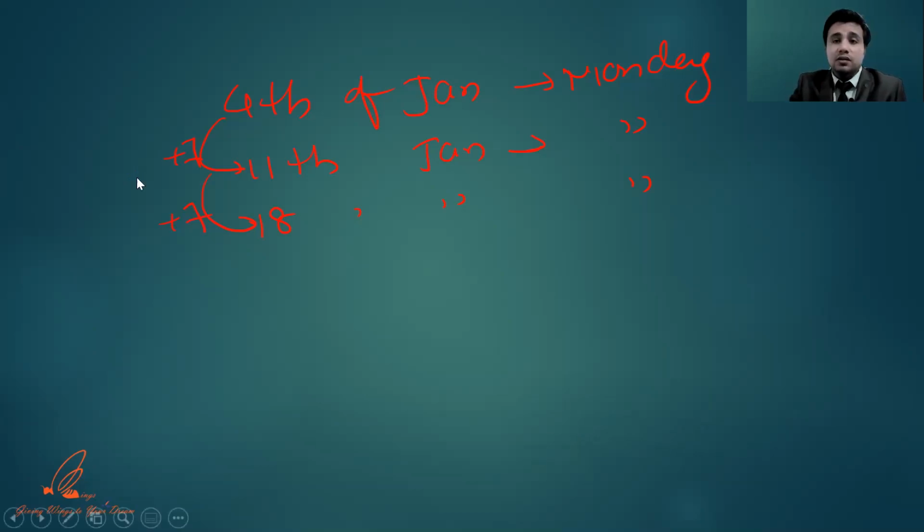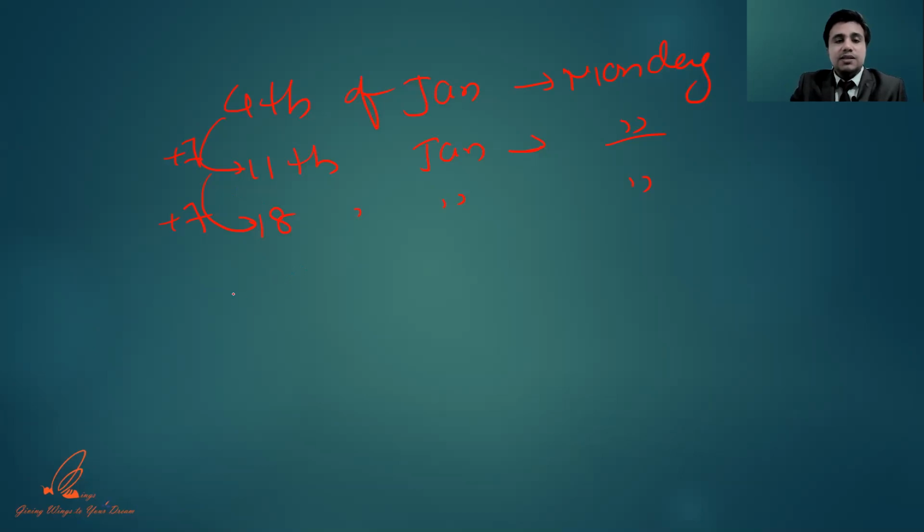You add 1 week, you add 2 weeks, you add 3 weeks, we'll keep getting the same day again and again. Which means if we keep adding 7 days or 14 days or 21 days, multiples of 7, we'll keep getting the same day again and again. So 7 days will not change the day. It will remain the same.